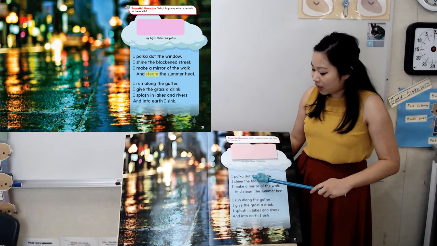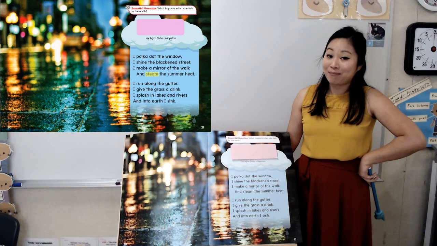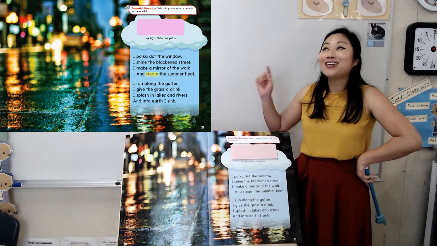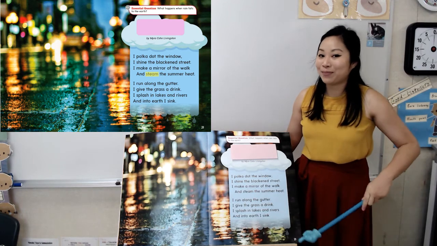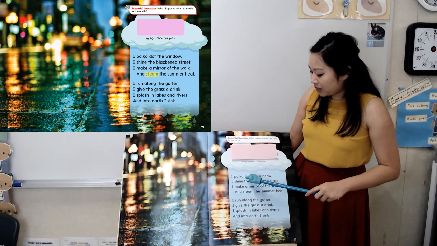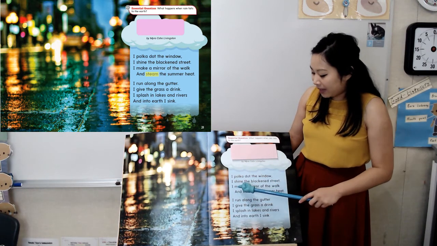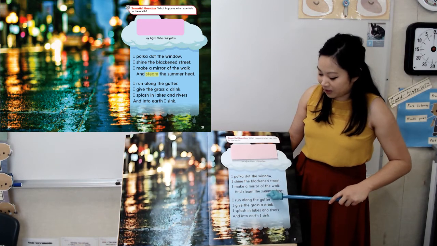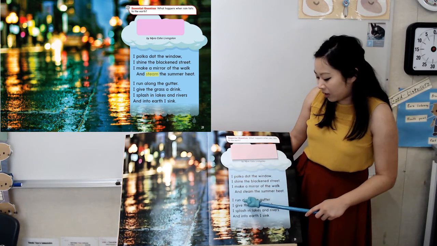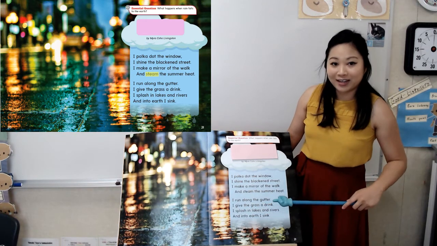I polka dot the window. Wow, that's a fun image I have in my mind. I see little dots in a neat pattern all over the window. Let's keep reading. I polka dot the window, I shine the blackened street. I make a mirror of the walk and steam the summer heat. I run along the gutter. I give the grass a drink.